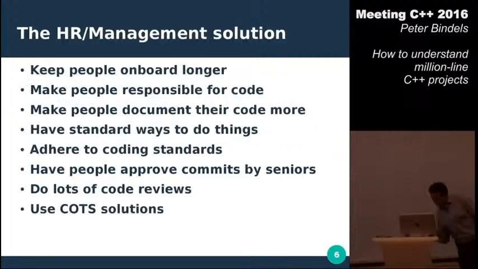There's a solution to that, which is one that HR and management like, which is we make the developers write documentation. We make them write a whole lot more information. We let them clean up the code so that people can understand it a little bit, but not too much because it costs money. We try to keep people on board because then people have been there for longer. They might be a bit unhappy about it, but they'll be there for longer.